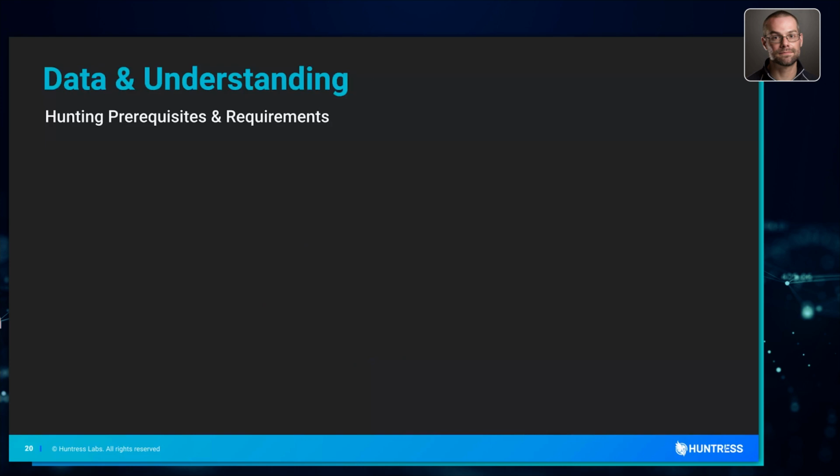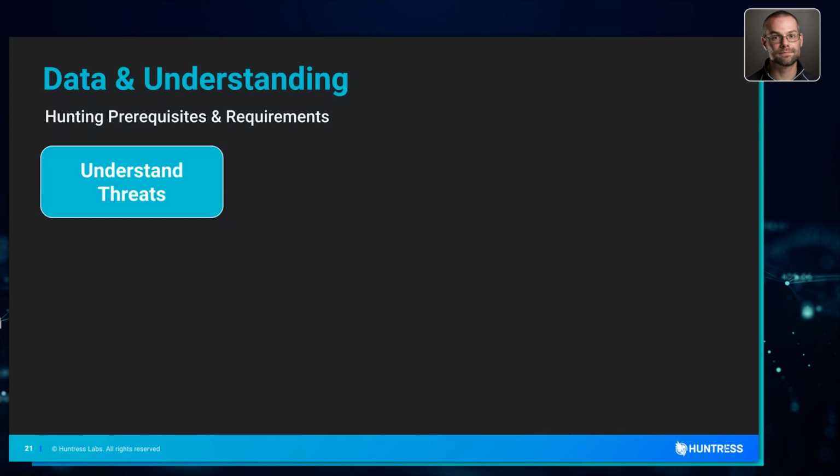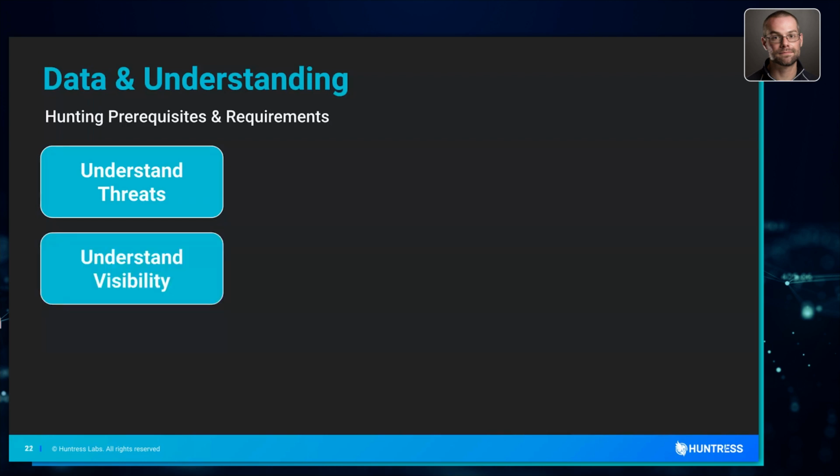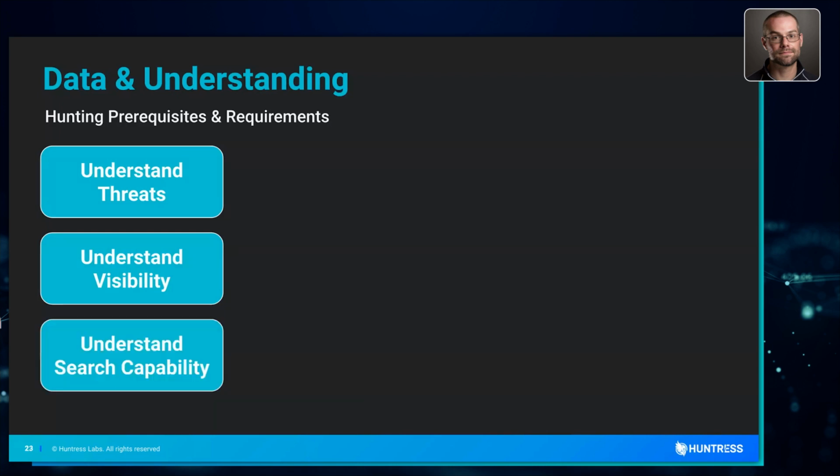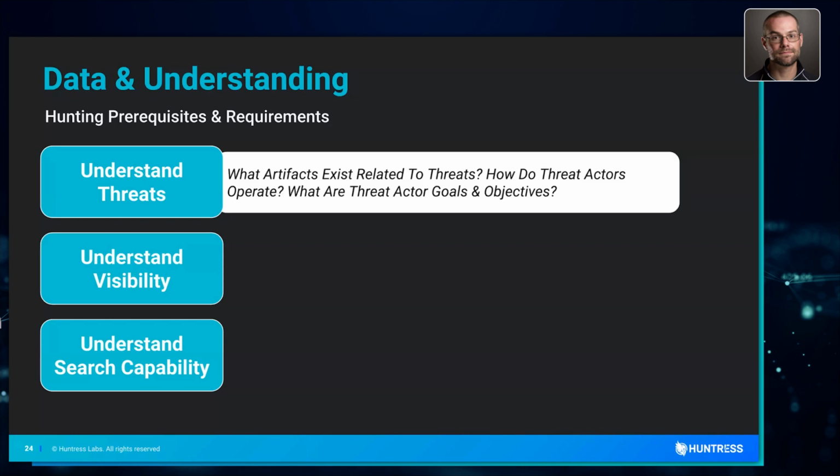Beginning with data and understanding, we need to certainly understand threats, but we also need to understand our visibility. Failure to do so will set us up for failure. Finally, we need to understand our ability to search and interrogate that visibility based upon what we understand of given threats. So in looking at threats, we need to understand what artifacts exist related to threats, what their behaviors leave behind. That means the technical artifacts left behind by threat actor operations and potentially threat actor goals and objectives.